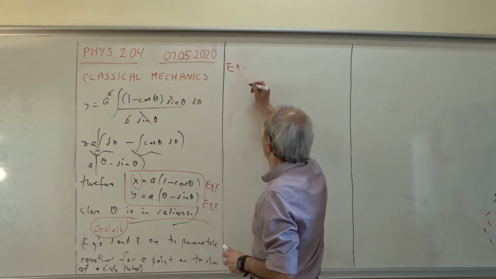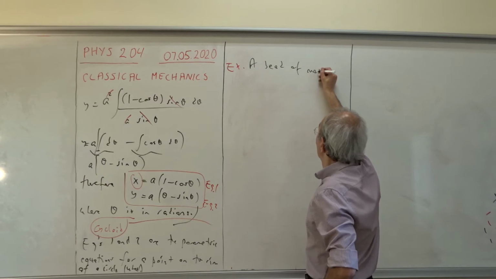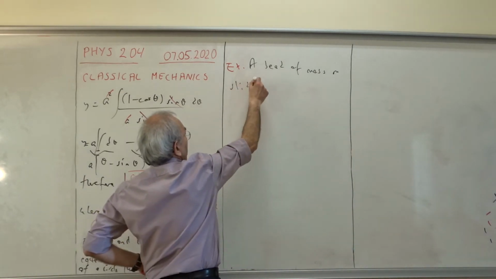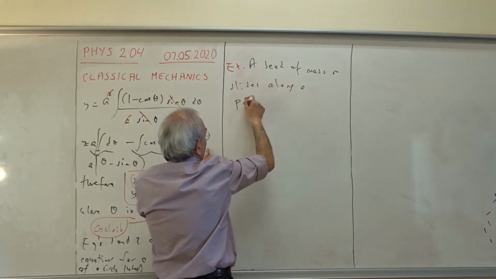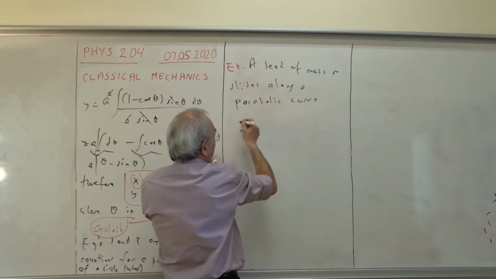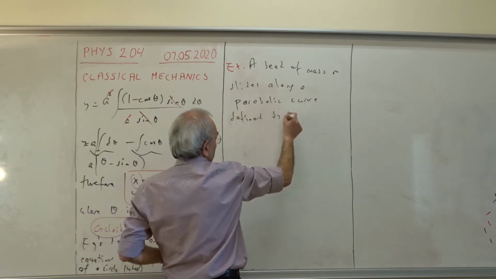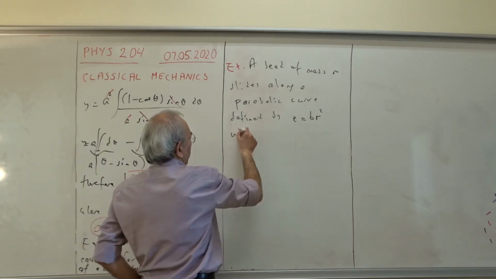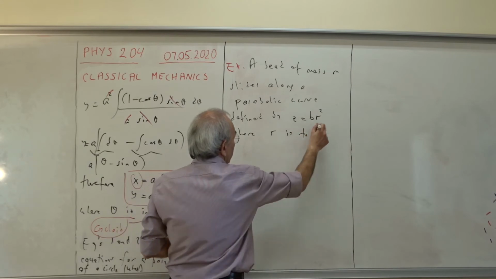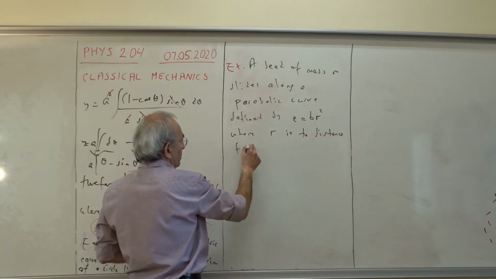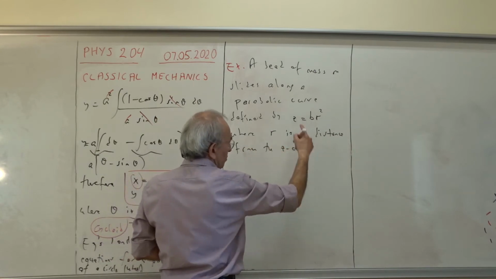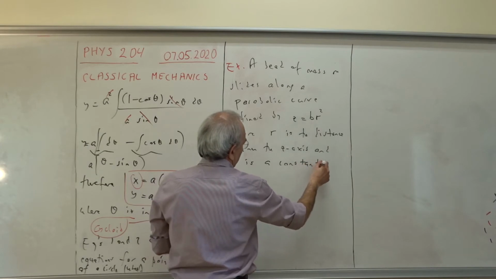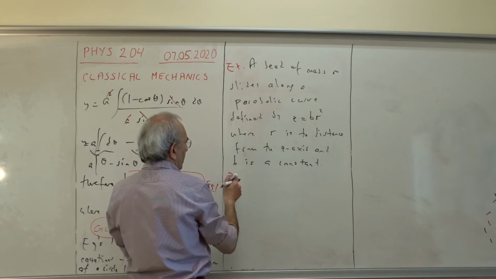A bead of mass m slides along a parabolic curve defined by z equals b times r squared, where r is the distance from the z-axis and b is a constant. Part A, write the Lagrangian.